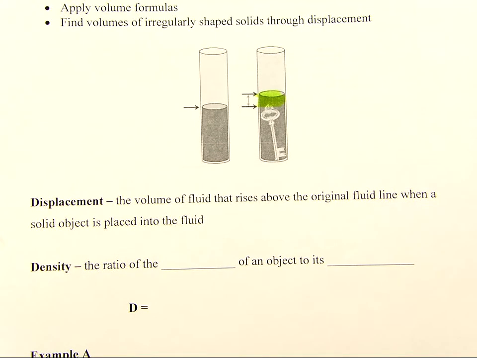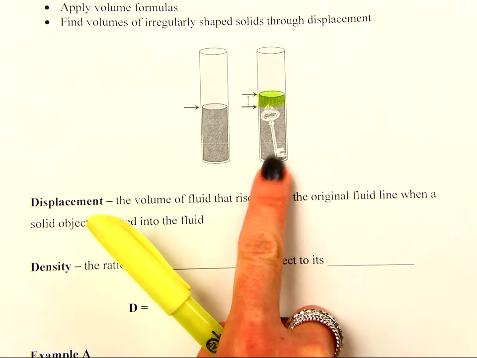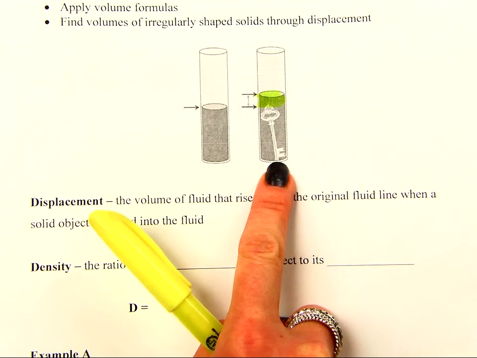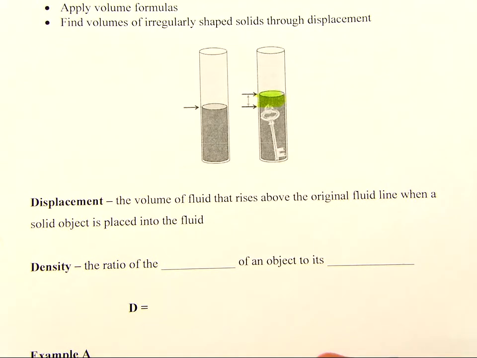We don't have a formula to find the volume of something like this. So I'm going to have to use a different method, and that method is to use the displacement. When I find the volume of that water, it is equal to the volume of the key.